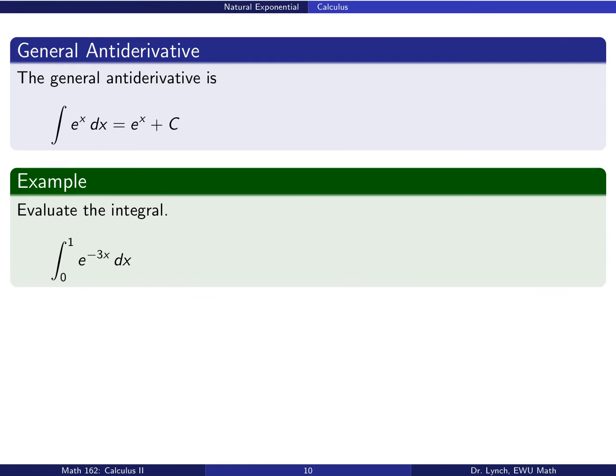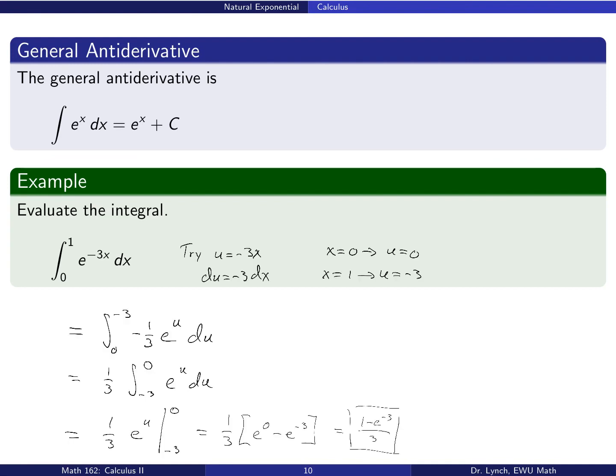Okay, one more example. The definite integral from 0 to 1 of e to the minus 3x dx. I'll use a u substitution here to evaluate this definite integral. The substitution again is quick in this case, and here we'll also substitute our limits. When x is 0, u is 0, and when x is equal to 1, u is minus 3.